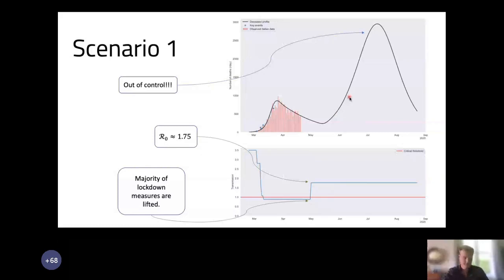But scenario 2, what happens if we release only a few lockdown measures?